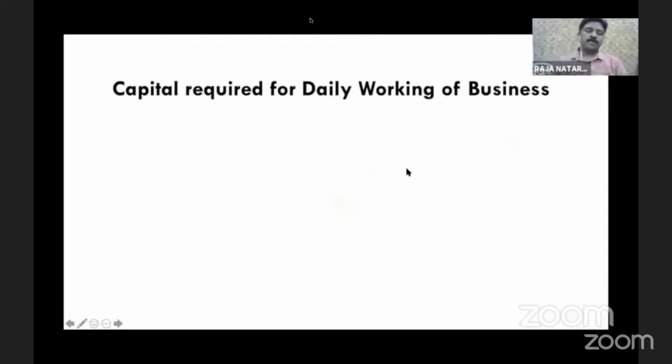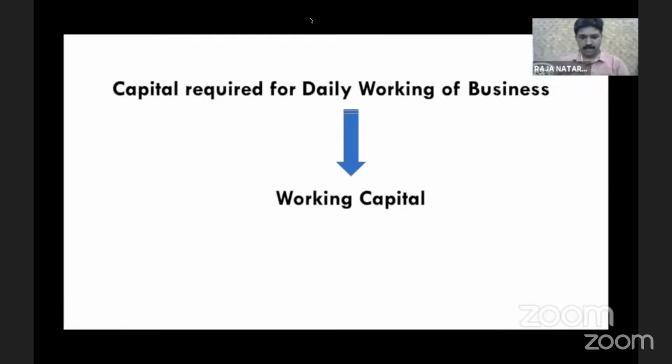So this boils down to the point that working capital is the capital required for daily working of business. What is working capital? It is a capital required for daily working of business. Okay. Now I got a gyan, the knowledge. What is the knowledge? I cannot run the show just with fixed assets. I should also invest in raw material. I should invest in employees. I should invest in production process.